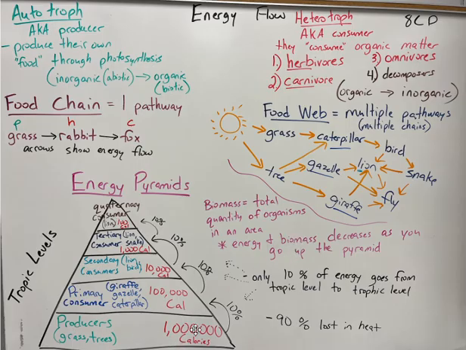If you were to weigh all the producers in an area, the amount of quaternary consumers would be way, way, way less than all the producers that support it. And then down here at the bottom is repeating what I just said. Only 10% of the energy goes from trophic level to trophic level, and 90% of it is lost in heat.